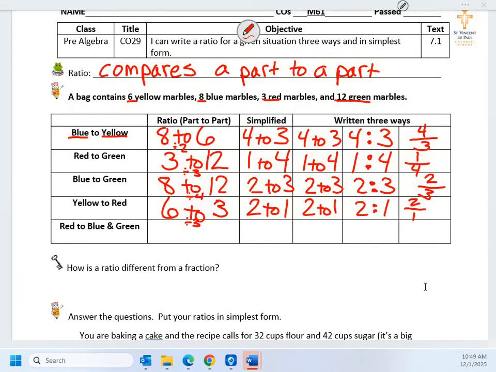Last one, red to blue and green. What would that ratio look like?